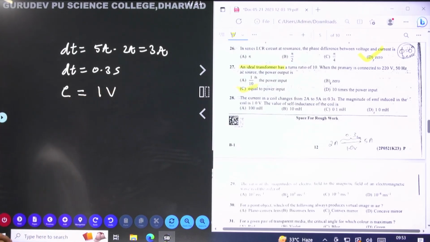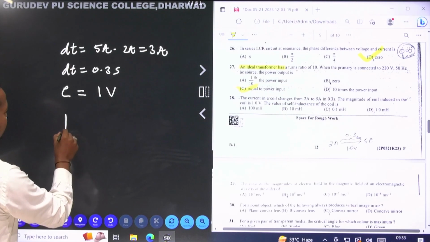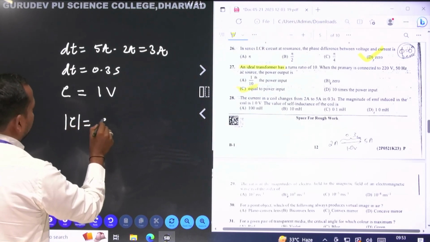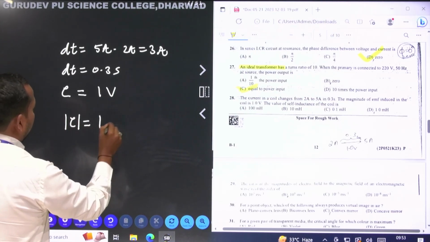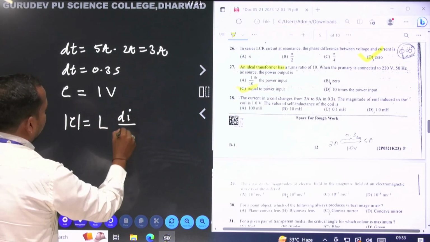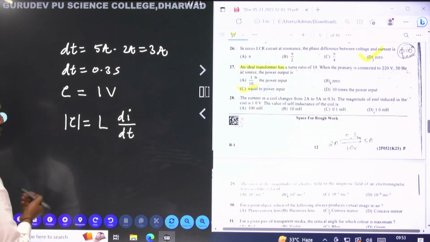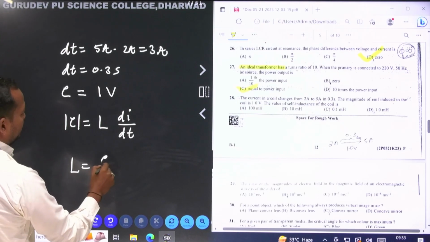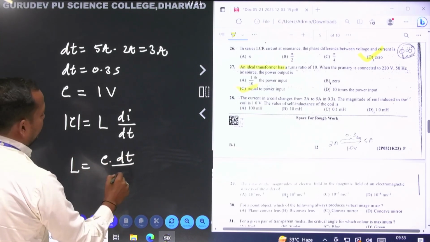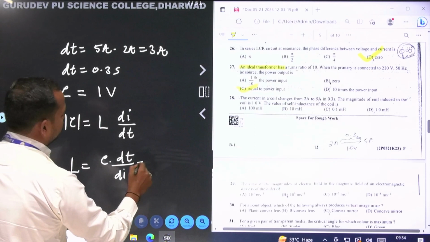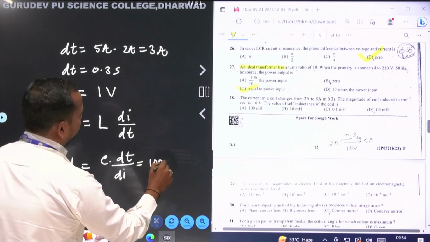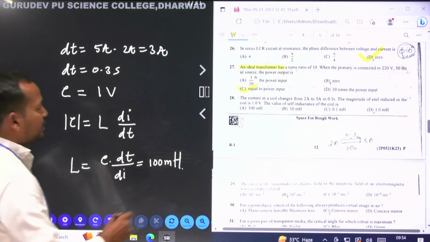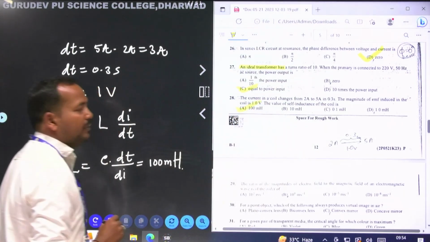The value of self-inductance of the coil. The self-inductance formula is that the magnitude of EMF E is equal to L into di by dt. After substituting all these values, you will get L is equal to E into dt divided by di. So substitute all the values, you will get 100 millihenry as the answer. Yes guys, the option is the first option, that is 100 millihenry.